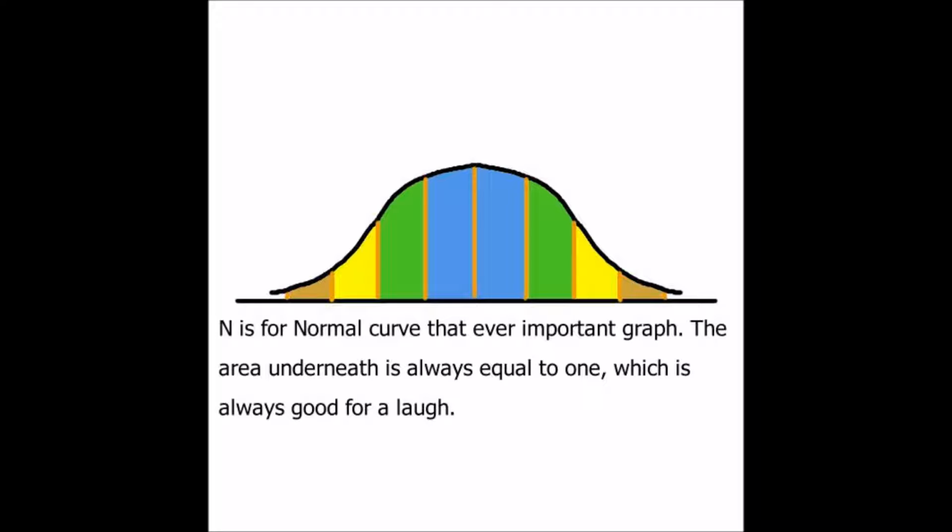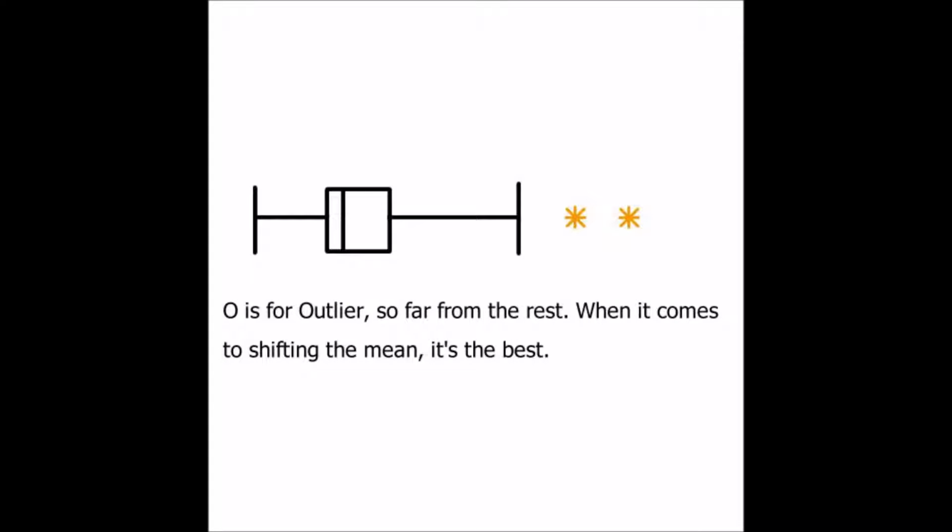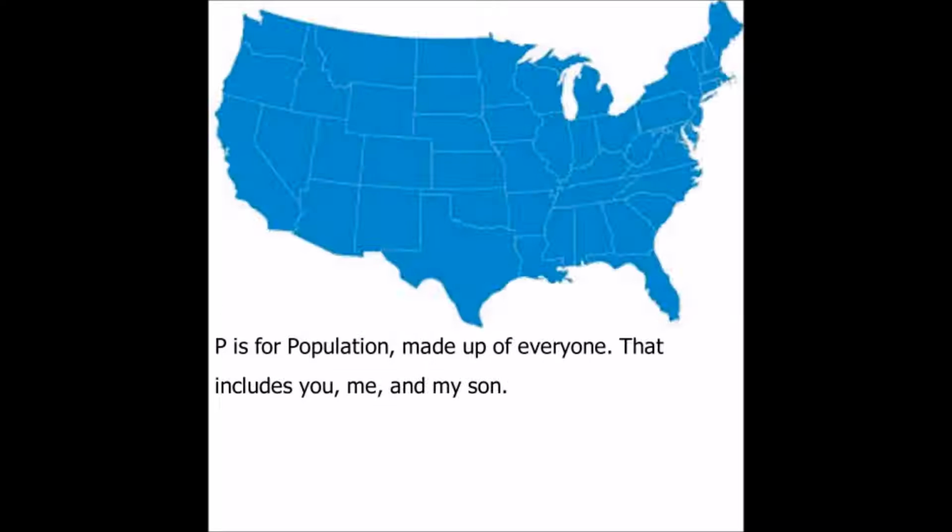N is for normal curve, that ever important graph. The area underneath is always equal to 1, which is always good for a laugh. O is for outlier, so far from the rest. When it comes to shifting the mean, it's the best.